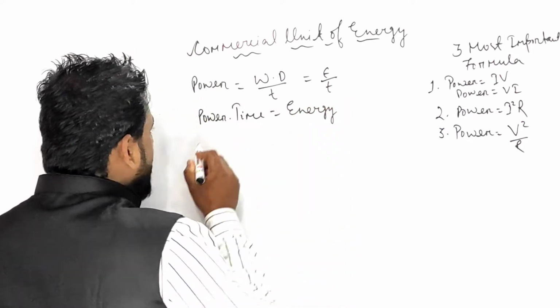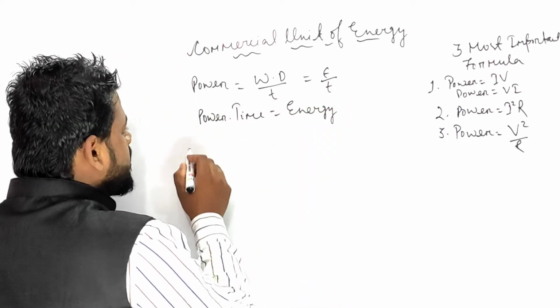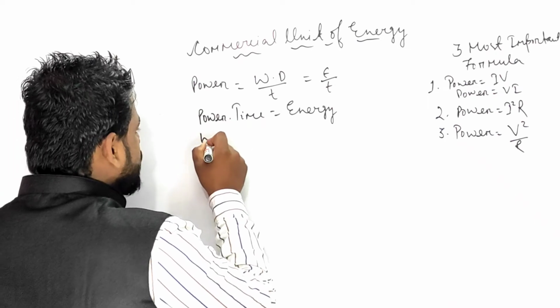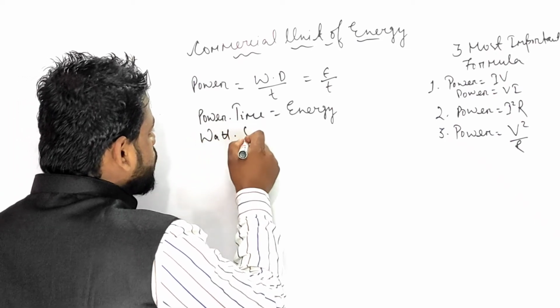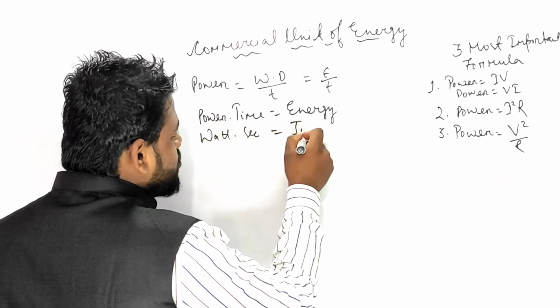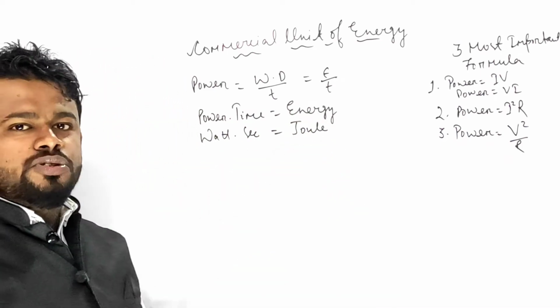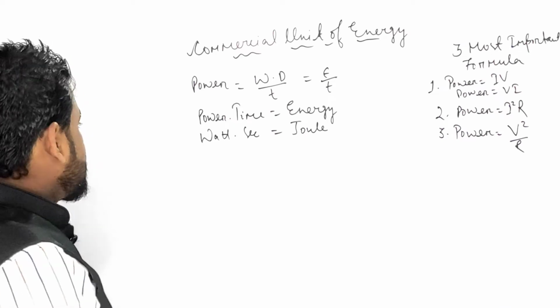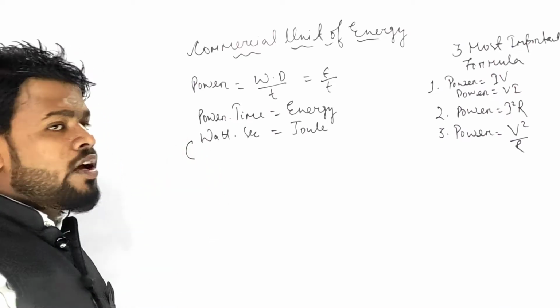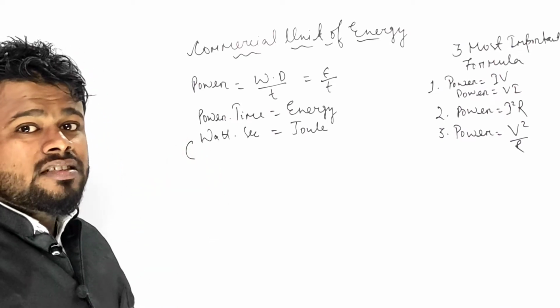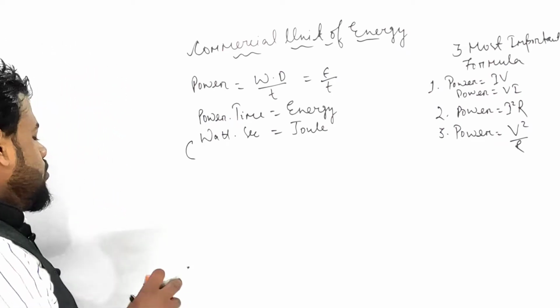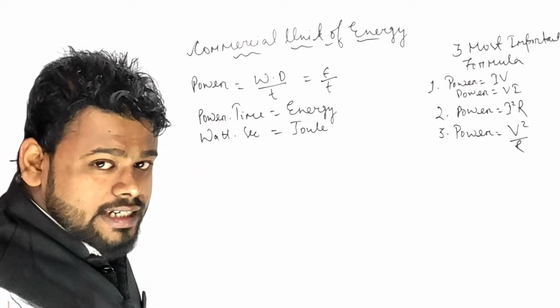Now power, what is the power? Power is known as watt. SI unit watt into second equals Joule. Is it clear? Watt into second equals Joule. Is it clear, everyone? Yes. 1 watt is, that is Joule. Now you might have understood. So always understand.